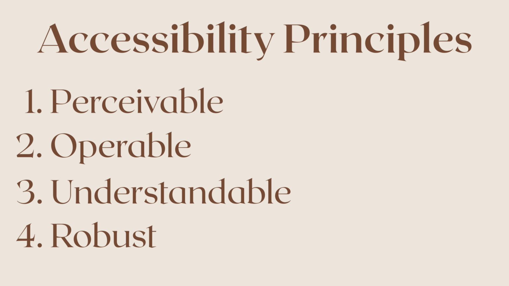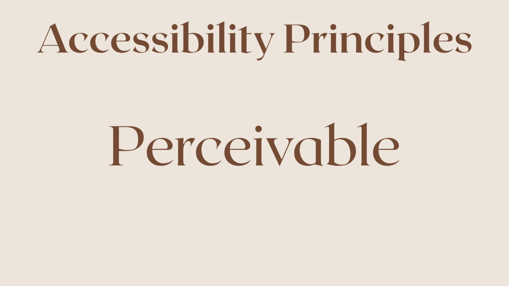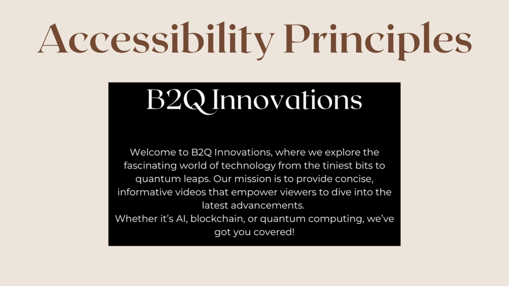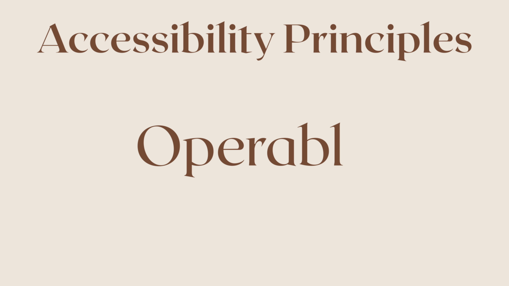Let's break down the first principle, perceivable. This means using clear colors, providing alternative text for images, and adding captions to videos. For example, if your website has a blue background with black text, it might be hard for people with color blindness to read. But if you are using a high contrast color combination like white text on black background, it will be much easier. The second principle, operable, is all about making sure people can use your website.